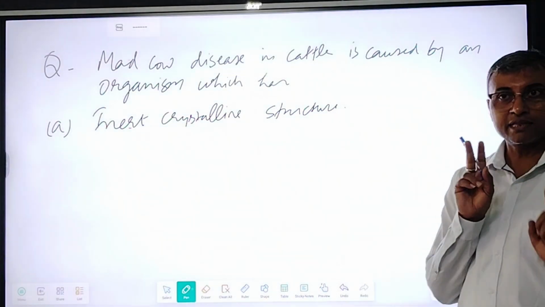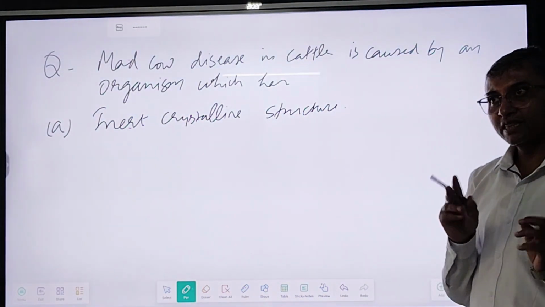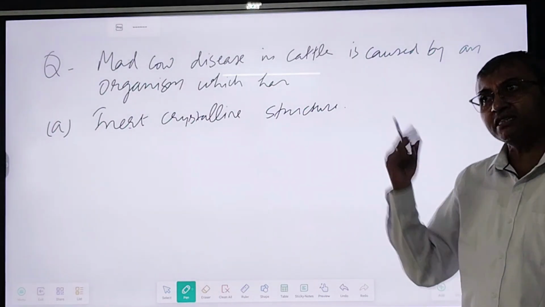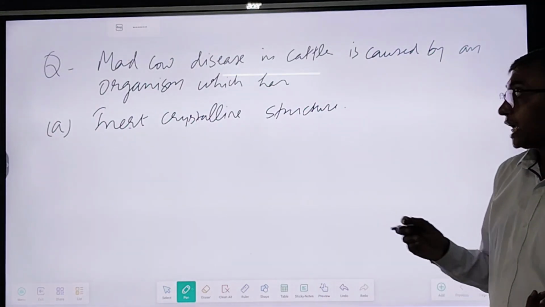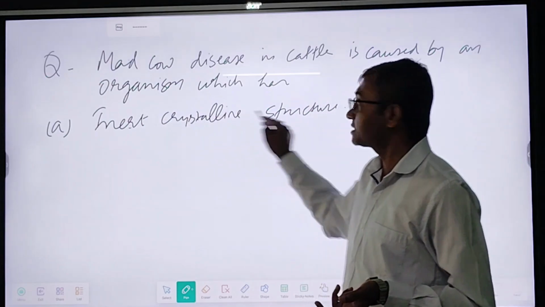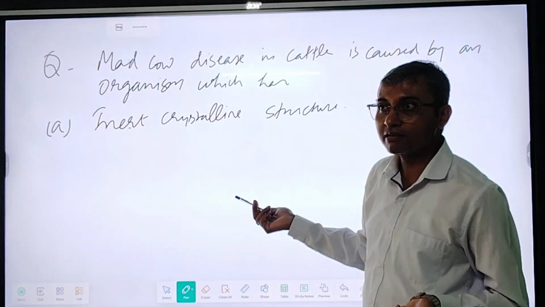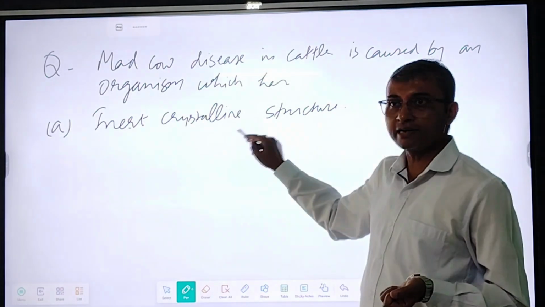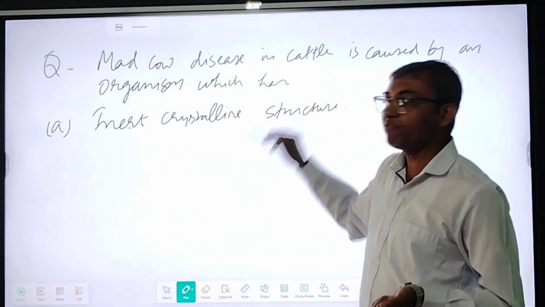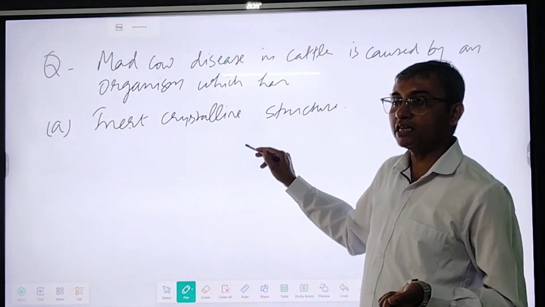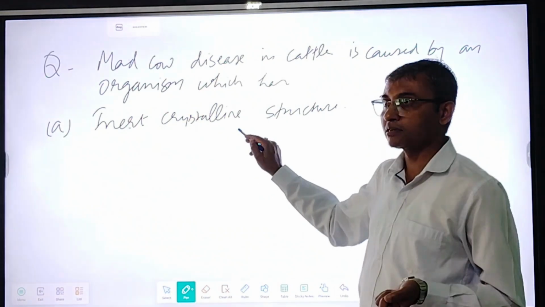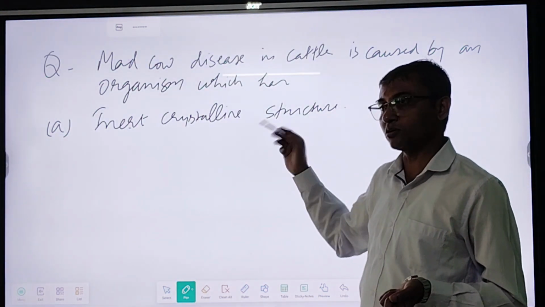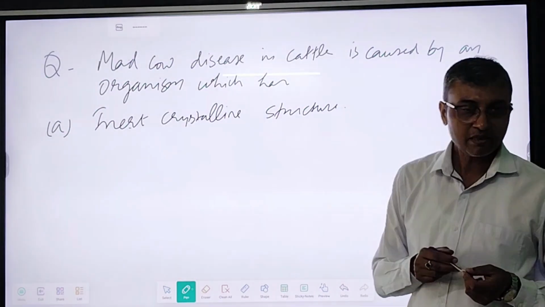First of all, see the first word, inert. That means it is not infectious. And crystalline structure may be anything. If it is an infectious crystalline structure, what would it be? That will be the virus. But it is an inert crystalline structure, and you very well know that mad cow disease is not caused by the inert or active crystalline structure of the viruses.